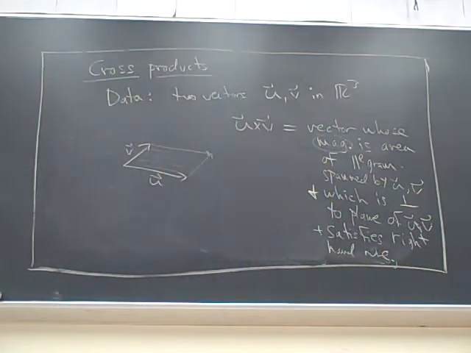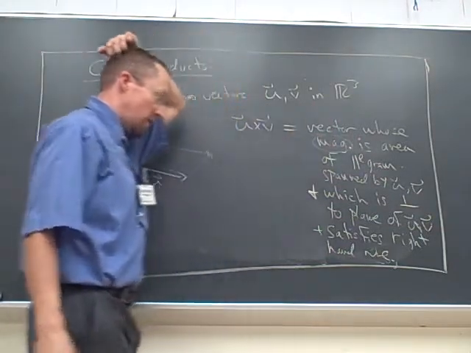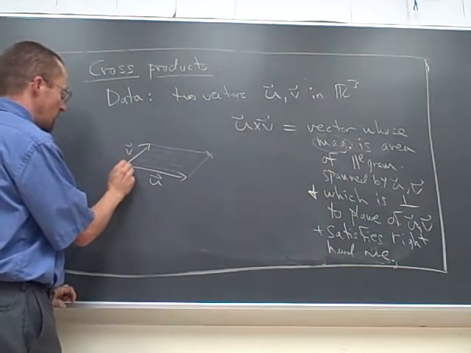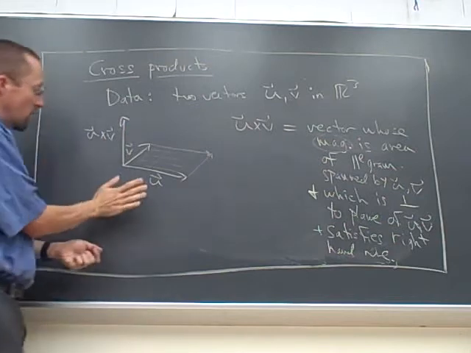Let's check our time. Okay. So that's going to be something that encodes all this information. So it's going to end up being like this. u cross v. Let's check the right-hand rule.